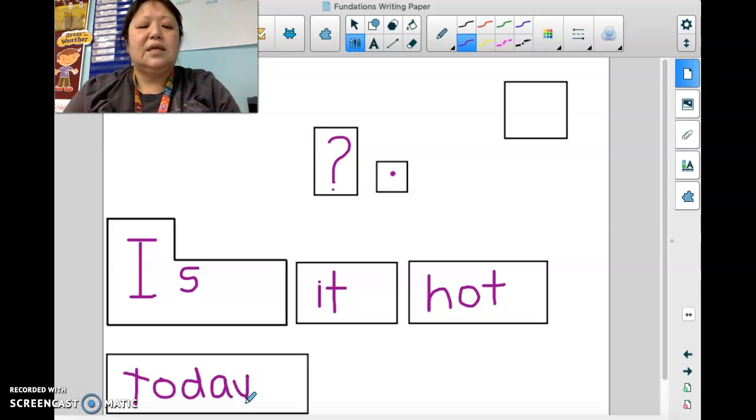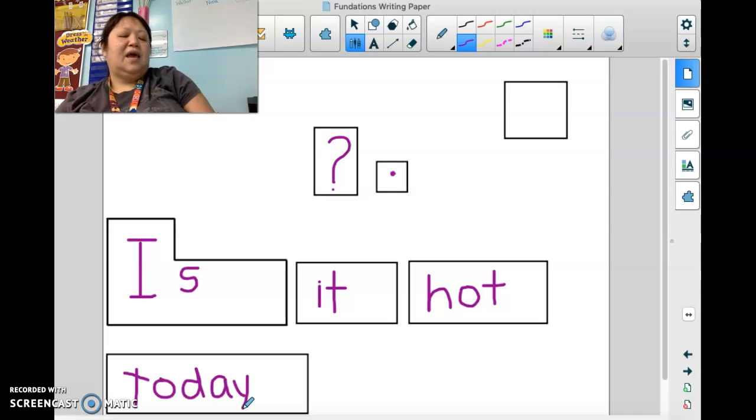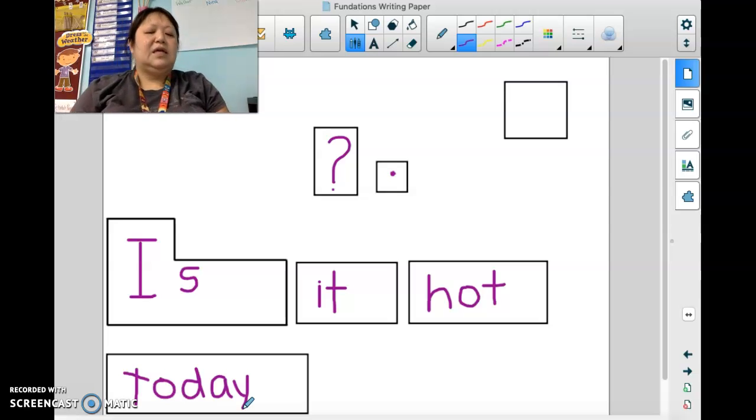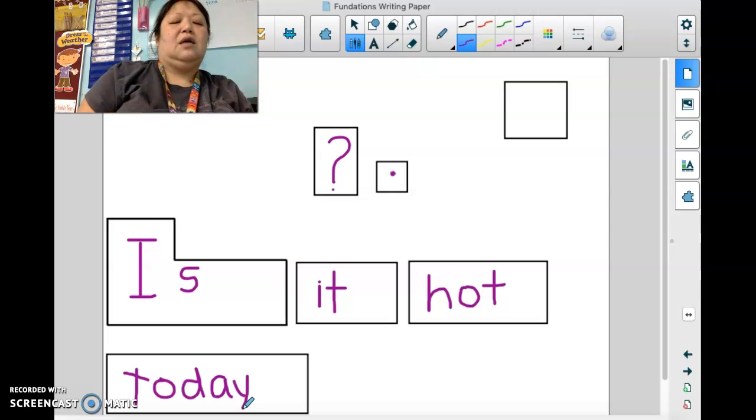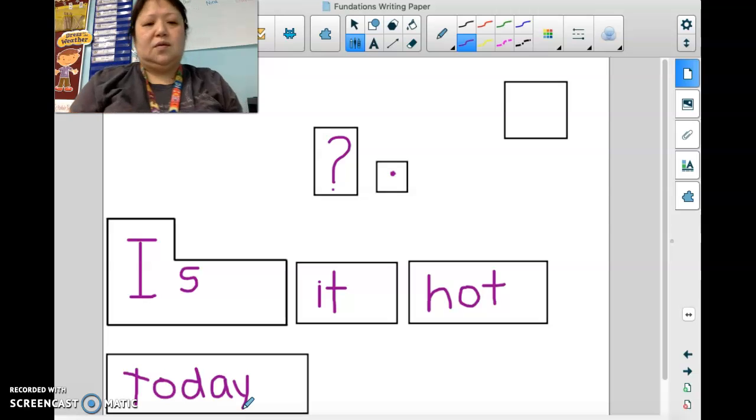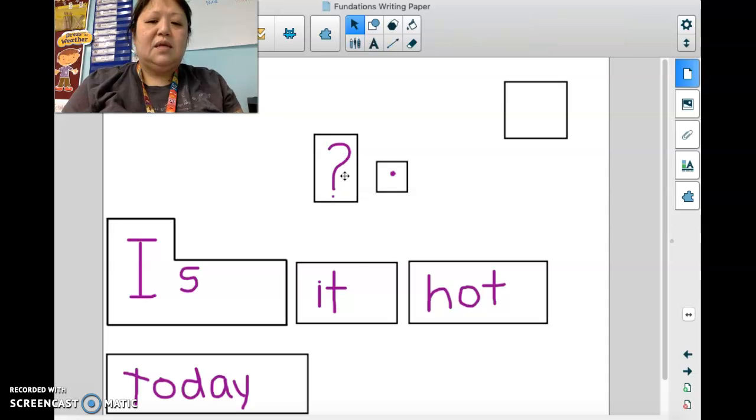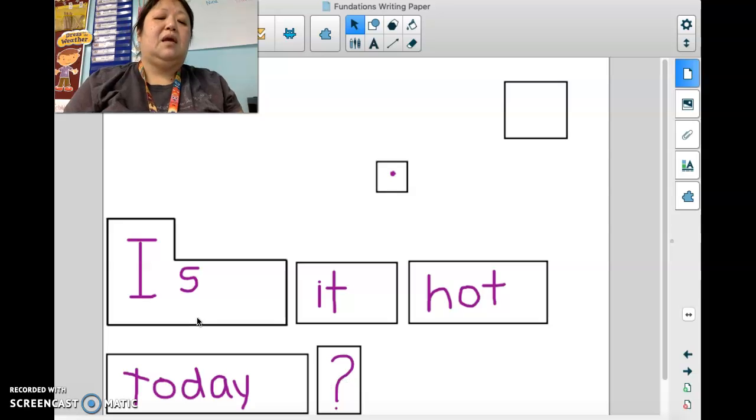So our sentence is, is it hot today? Now, am I giving you any information? Am I telling you that it's hot? Or am I asking you whether or not it's hot? That's right, I'm asking. So I would use this symbol, the question mark, at the end of my sentence. That would indicate to me that I'm asking something. Is it hot today? So that would be when you would use a question mark.